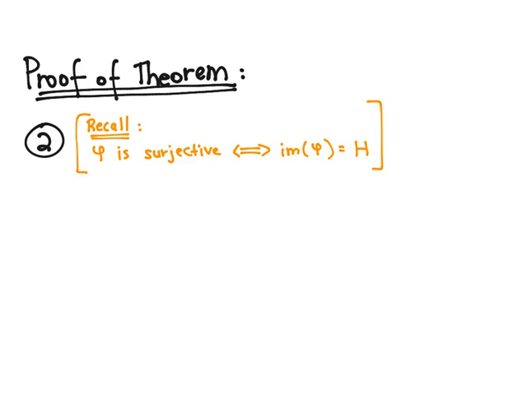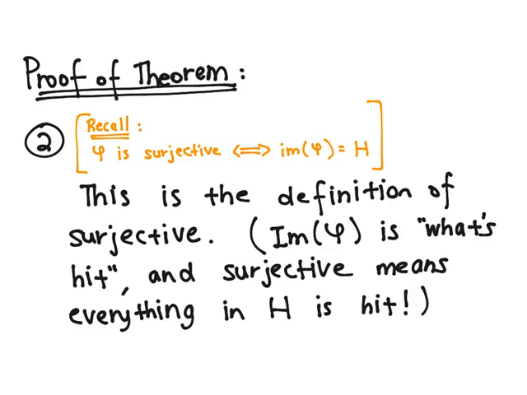We'll actually start with statement number 2 because that's the easier one. Recall, statement number 2 of the theorem was that phi is surjective if and only if the image of phi is equal to the entire group H. But actually, this is true just straight from the definition of surjectivity. Remember that the image of phi, by definition, is what's hit by phi. But being surjective by definition means everything in H is hit. So phi is surjective if and only if its image is all of H.